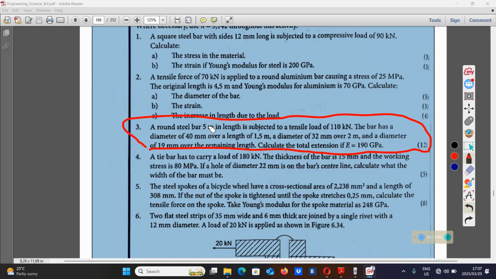A round steel bar 5 meter in length is subjected to a tensile load of 10 kN. The bar has a diameter of 40 millimeter over a length of 1.5. Okay, let me try to draw it.